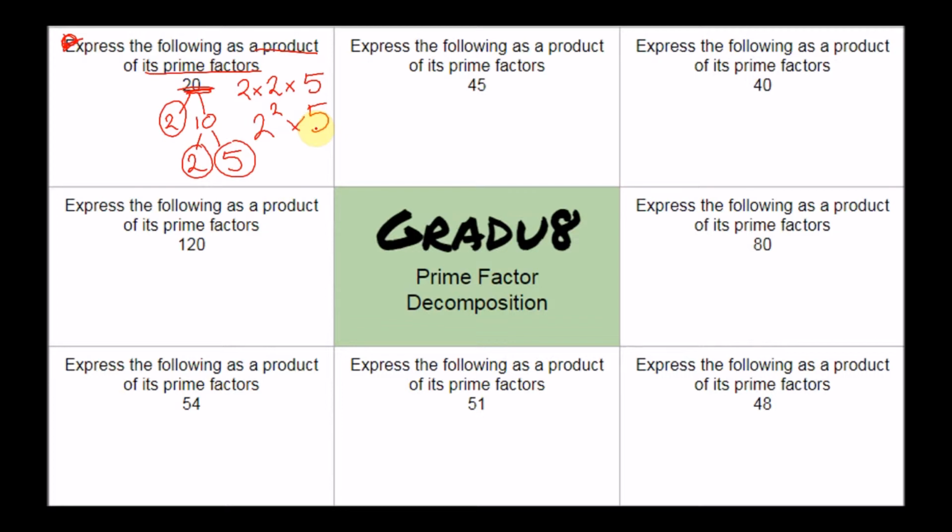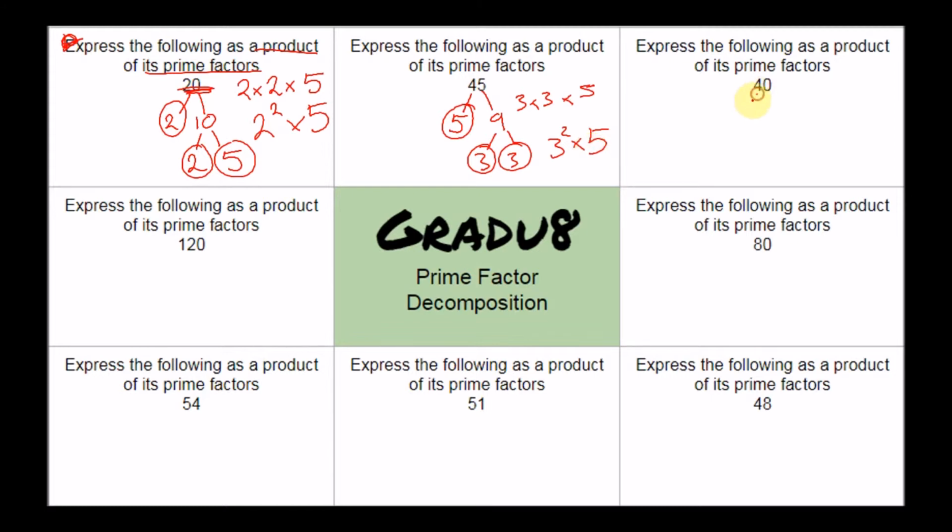So the next one, 45. Odd number this time, but I know my 5 times table and 5 times 9. Let's circle the 5. 9 breaks down into 3 and 3, both of which I can use. I'm going to write them out in order: 3 times 3 times 5, so 3 squared times 5. 40, okay? I'm going to go for something slightly different this time. I'm going to go for 8 and 5.